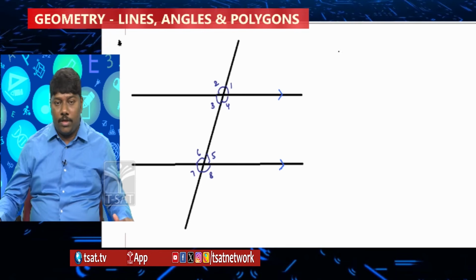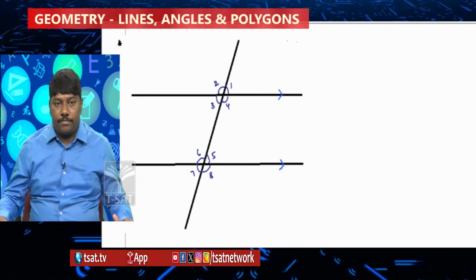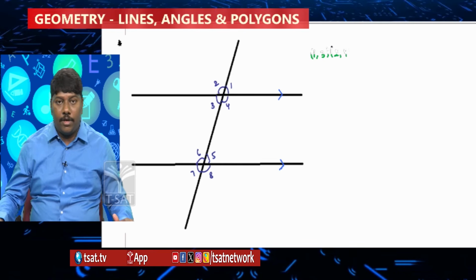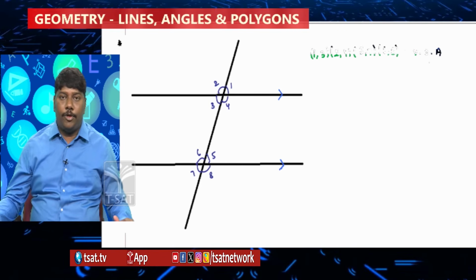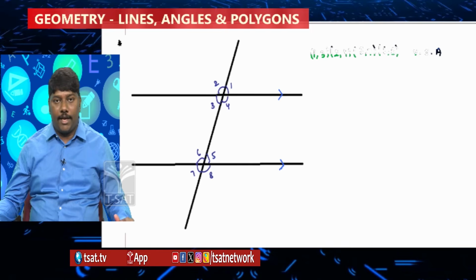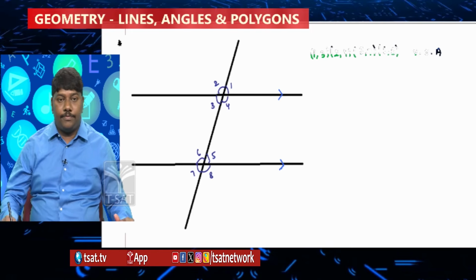First, look at angle 1 and 3. We know angle 1 and 3 are vertically opposite angles, 2 and 4 are vertically opposite angles, 5 and 7, and 6 and 8 are vertically opposite angles. So, these are vertically opposite angles. What do we know about vertically opposite angles? Vertically opposite angles are always equal.